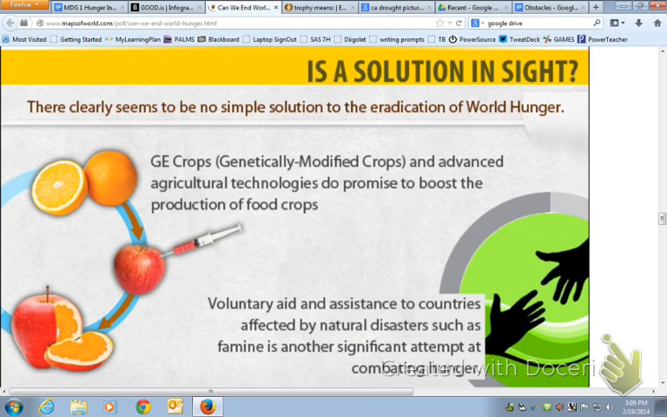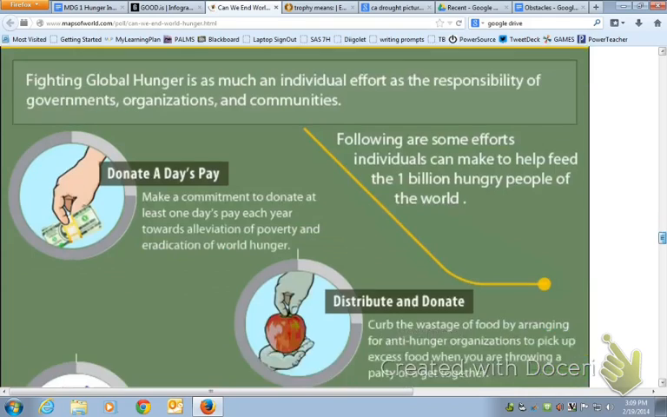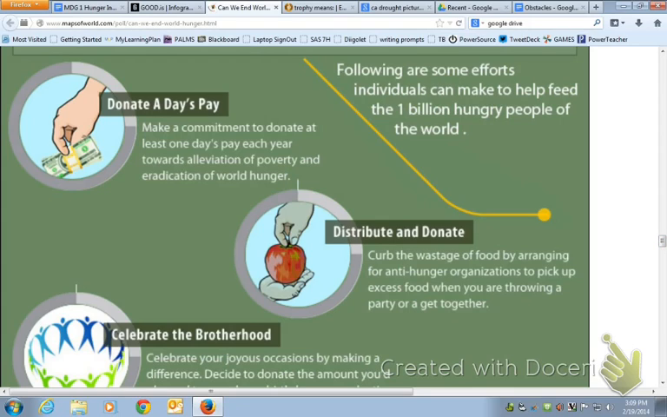And then moving on through the rest of this infographic, what are some things that we can do? You could donate a day's pay. This particular infographic suggests that 1 paycheck each year would help to fight hunger. I feel like that's a lot of money, but it's a nice goal to shoot for, I guess.